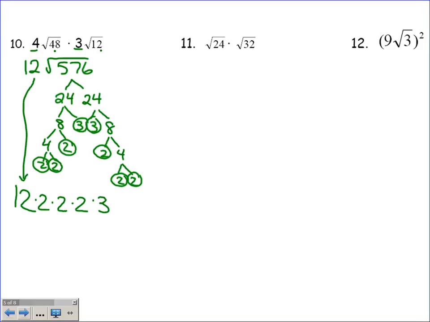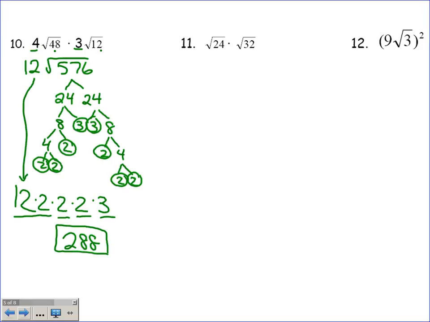There's nothing left on the inside, so I don't have to write anything with my radical. All I have to do now is just multiply these numbers on the outside. 12 times 2 is 24, times 2 is 48, times 2 is 96, times 3 gives us 288.